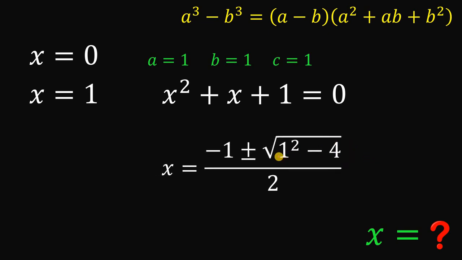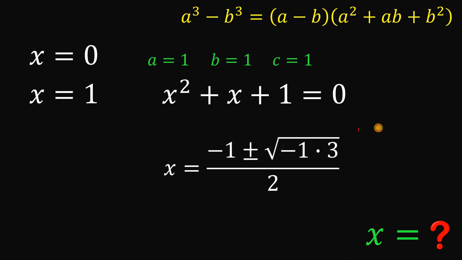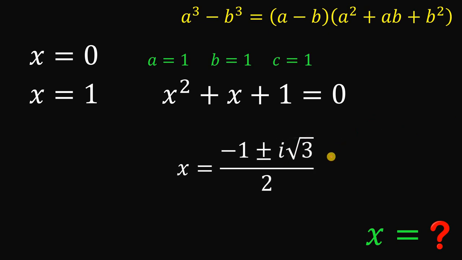Now, let's simplify the number inside our radical sign. We have 1 squared is 1, minus 4, this will give us negative 3. Now, this negative 3 can be factored as negative 1 times 3. And we know, square root of negative 1 must be equal to i or imaginary number. So this is just i multiplied by square root of 3. So this is the third and fourth value of x. We have negative 1 plus i square root of 3 over 2, or x equals negative 1 minus i times square root of 3 all over 2.